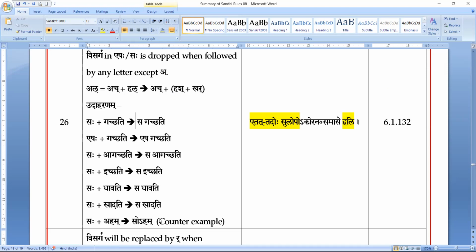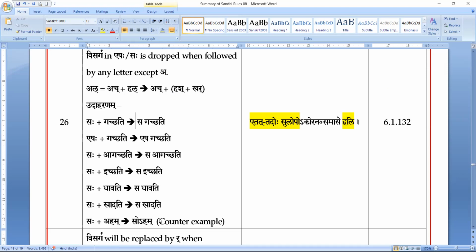Okay. Now, saha srujati. What will happen? Sa srujati. Saha patati, sa patati. Saha aichchat, sa aichchat. There what happens? Visarga is dropped. Ach letter follows, right? What happened to Visarga in saha plus aichchat? Dropped, Guruji. It's not directly dropped. It becomes Yakara and then drops. That you have to tell.